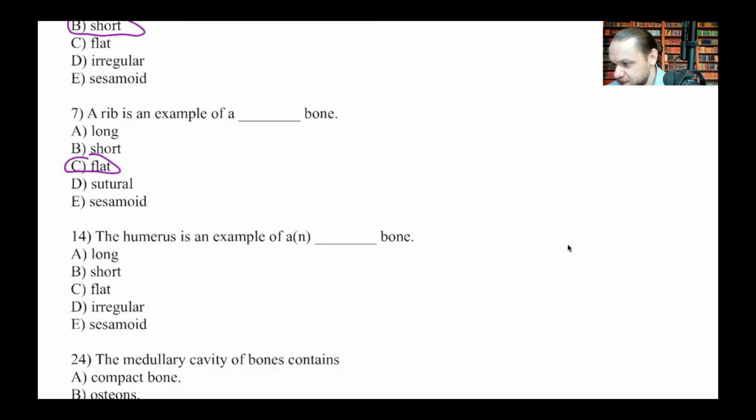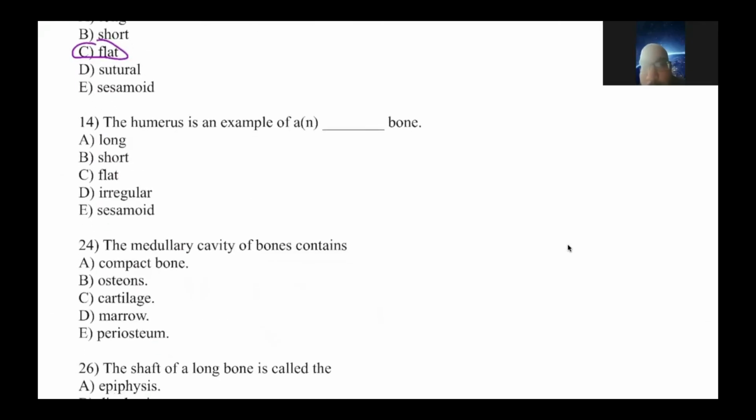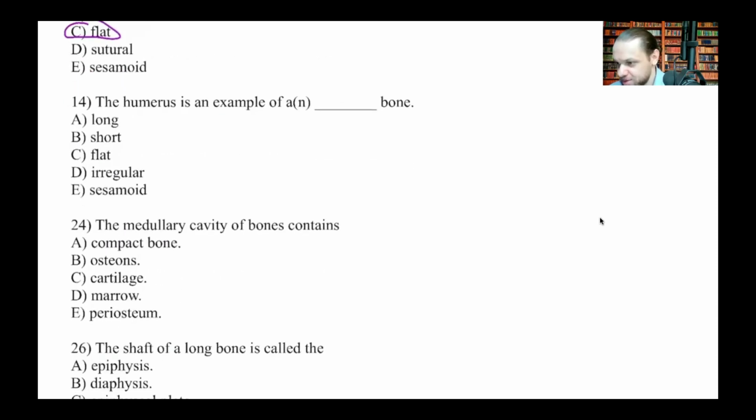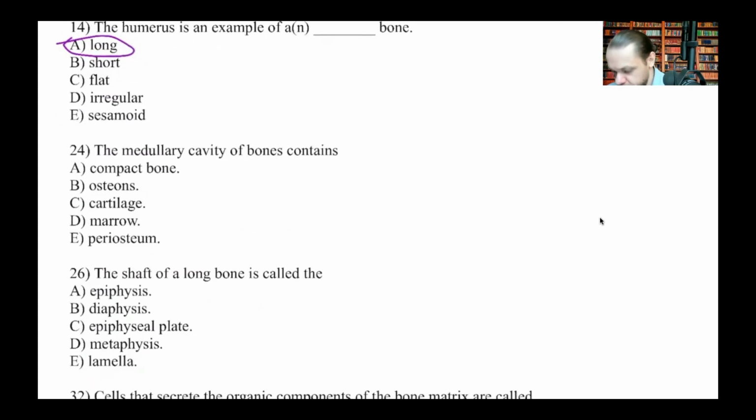All right. Next one. Let's see who we got. Adam, would you like to go? Sure. We're number 14 for the bones. The humerus is an example of a long bone. Excellent, right? Long bone. That's what we were talking about. Humerus, radius, ulna, tib fib, femur, right? All long bones.